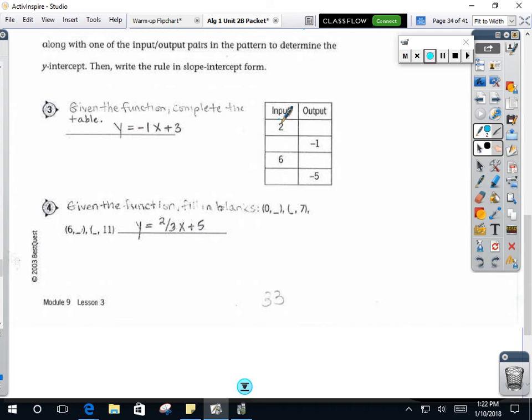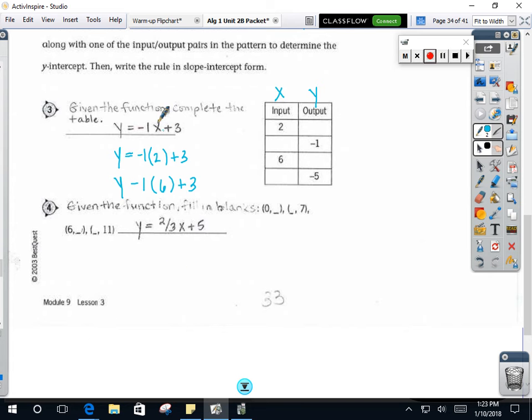Okay, well, we already talked about the fact that the input values, like 2 and 6, are also known as our x values. And output values, like -1 and -5, are the y values. So, if 2 and 6 are x values, I can rewrite this equation, but instead of writing the x, I'm going to replace it with the x values, 2 and 6.